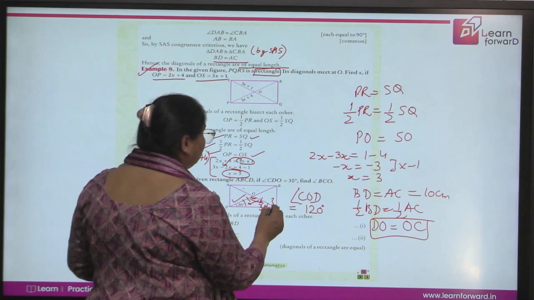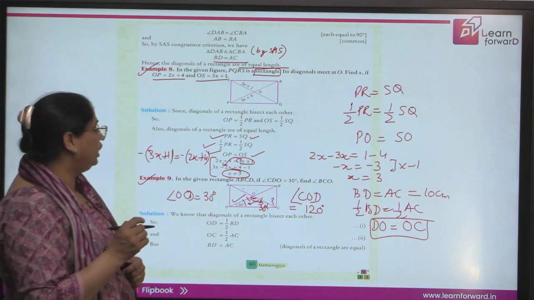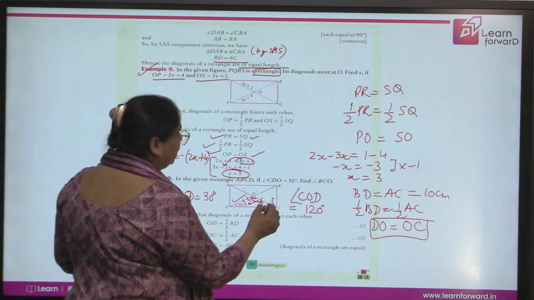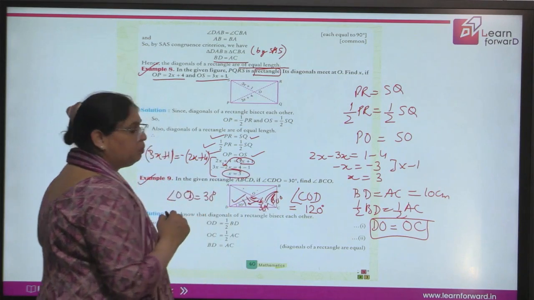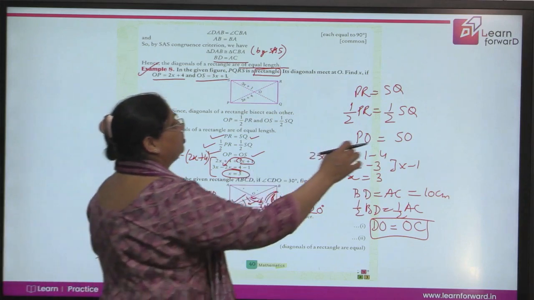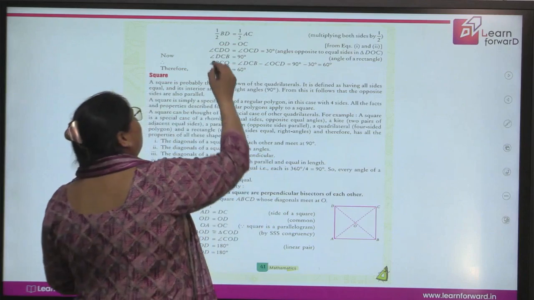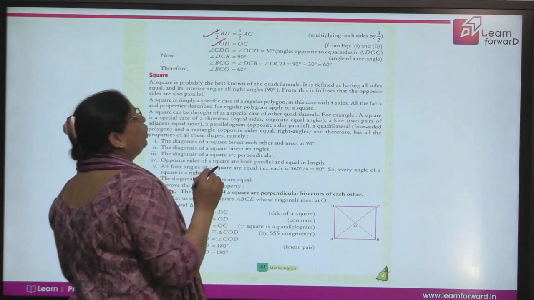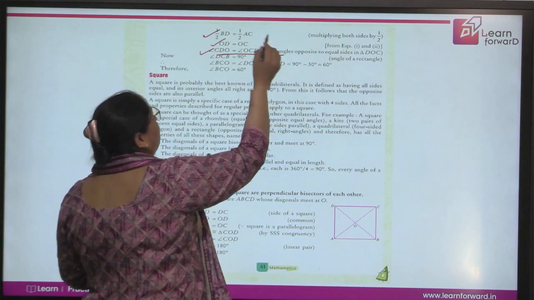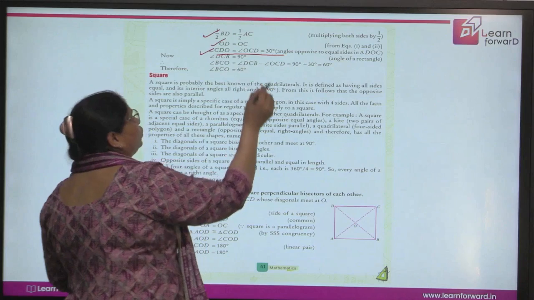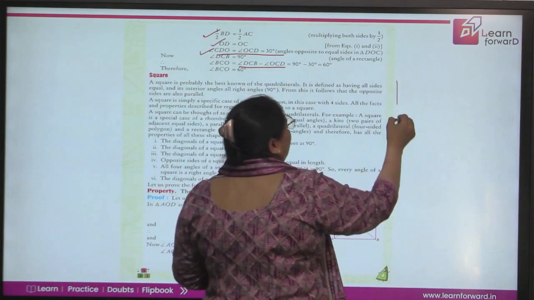But we have to find angle OCB. We know each angle is 90 degrees in a rectangle. So if this is 30 degrees, the remaining angle OCB must be equal to 60 degrees. OD is equal to half of AC, as I have told you. Taking these two angles to be equal, we can go by the angle sum property also, and each angle is 90 degrees.